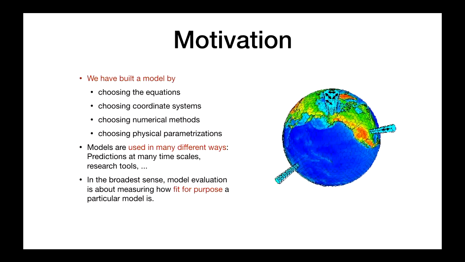So you've chosen the equations for our model, whatever they may be, whether that's the atmosphere or the ocean. We've chosen coordinate systems, which you may have heard about. We've chosen numerical methods, how to solve our equations. We've chosen these things called parameterizations. And now we want to know, is this all working satisfactorily or not? So we put it together, is it working?